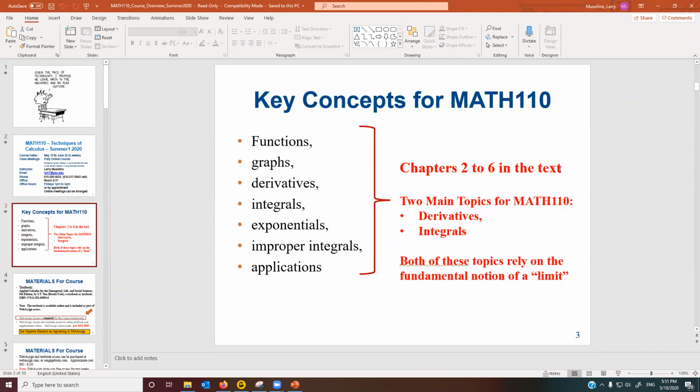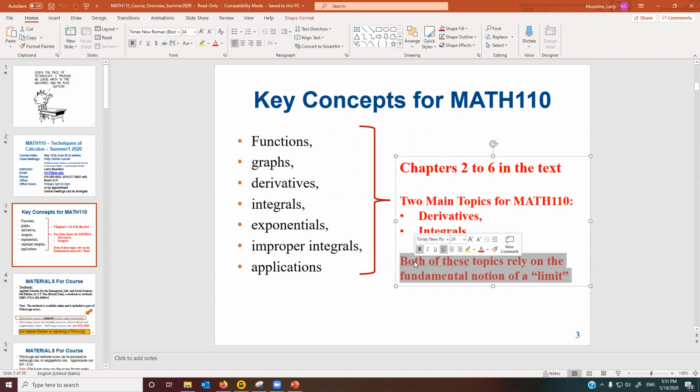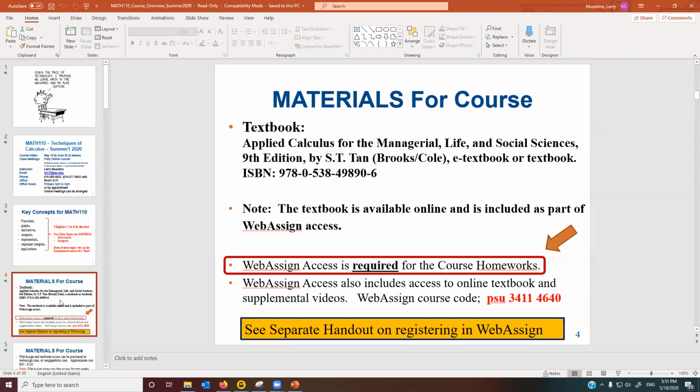So folks, we're going to be covering chapters 2 to 6. Basically, in any calculus course, there's 2 main topics, working with derivatives and integrals. So we'll be looking at applications of both derivatives and integrals. Both of these topics rely on this fundamental idea of a limit. So in chapter 2, we'll introduce limits and talk more about how those will be used or applied to working with derivatives and integrals. Folks, our textbook is called Applied Calculus by Tan.